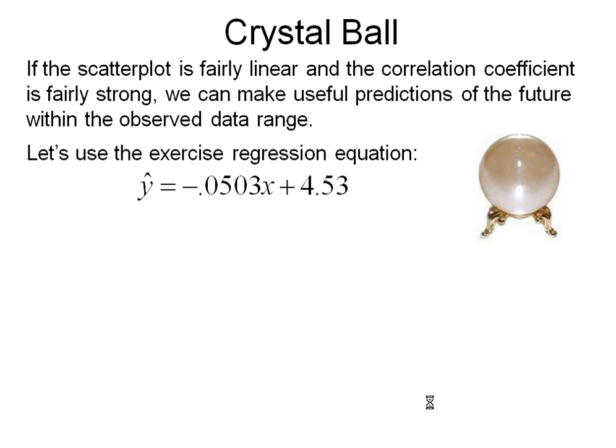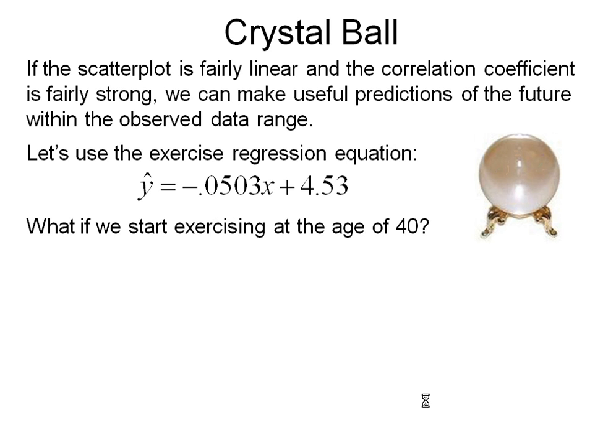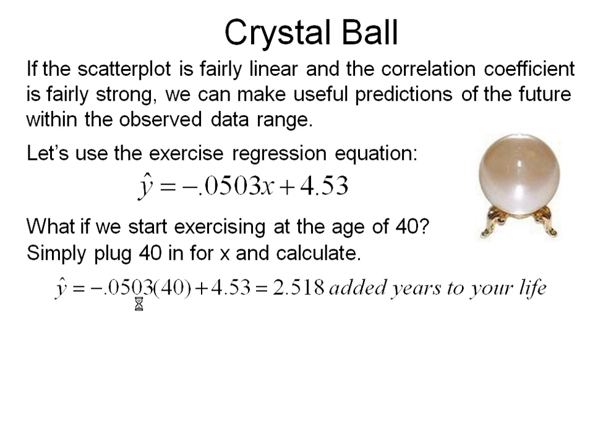All right, so here's the exercise and additional life equation. What if we start exercising at the age of 40? This is where you just simply plug in your 40 for x, because exercising is the x variable, and we just have to calculate with these numbers, and the y hat will be our predicted years of extra life. So it looks like that. You multiply it by the 40 first, and then you add the 4.53, and we can expect to add about 2.5 years of additional life if we start exercising at the age of 40, based on data.